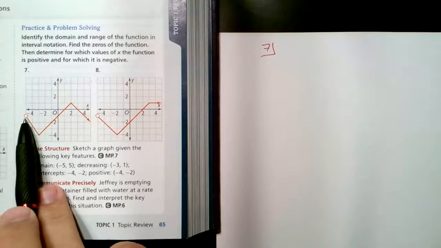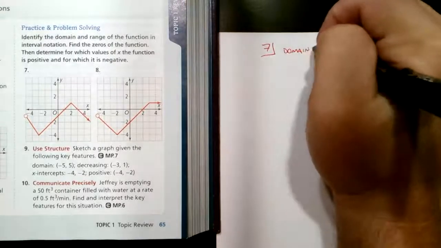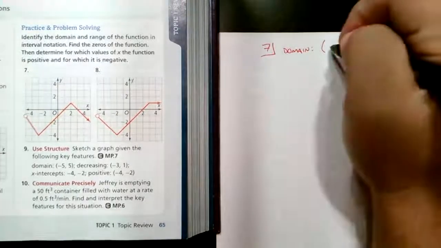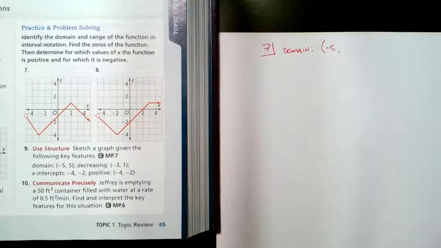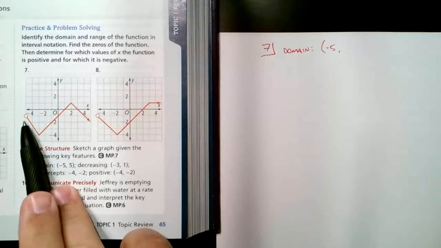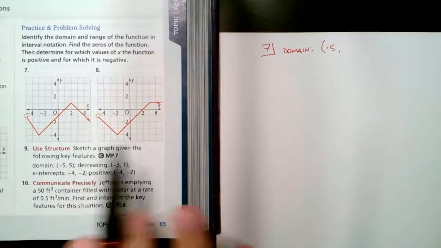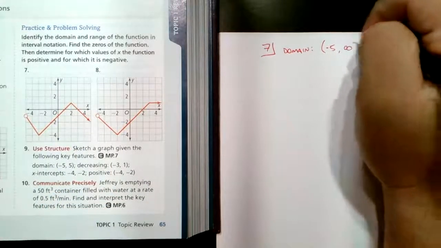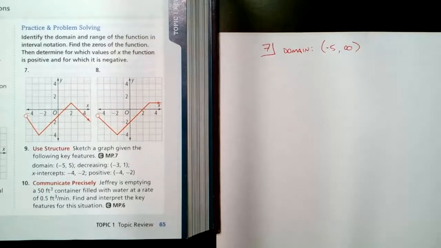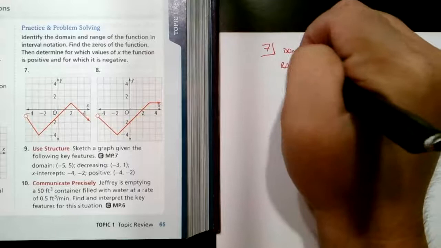So domain, the smallest x value it hits is -5. And if you notice, that's an open circle. So for domain, it's going to be a parenthesis at -5, because again, it's an open circle. You don't want to include that point. And then all the way to the right, again, this function goes down and to the right forever. So it's going to shoot off to positive infinity.